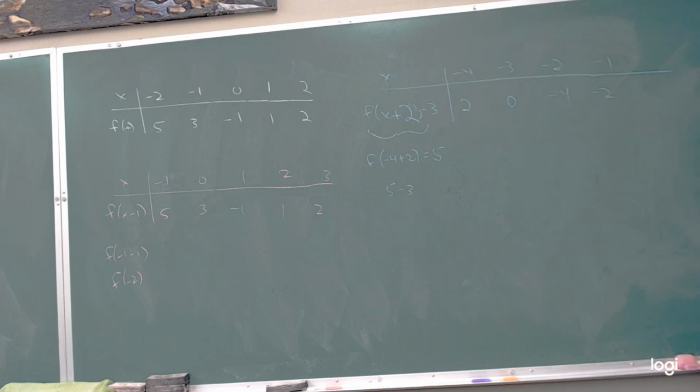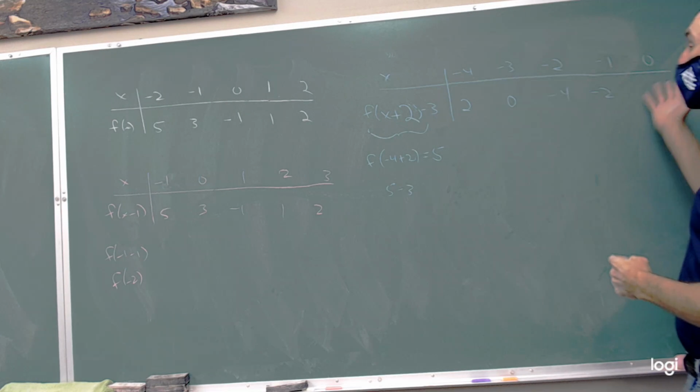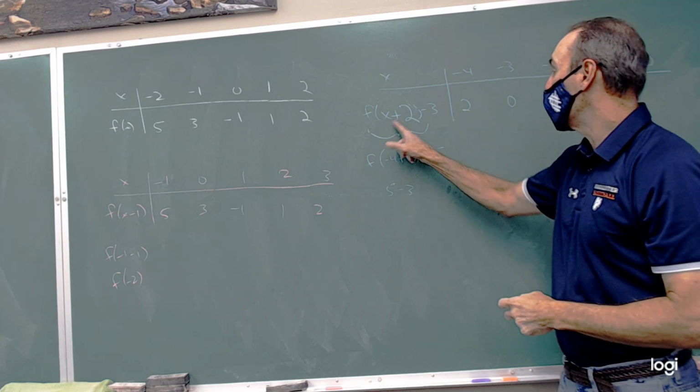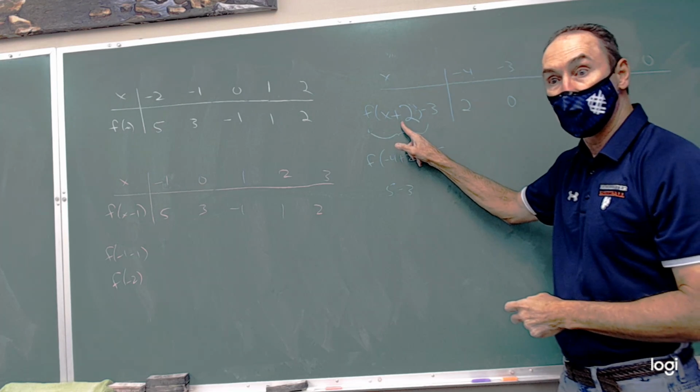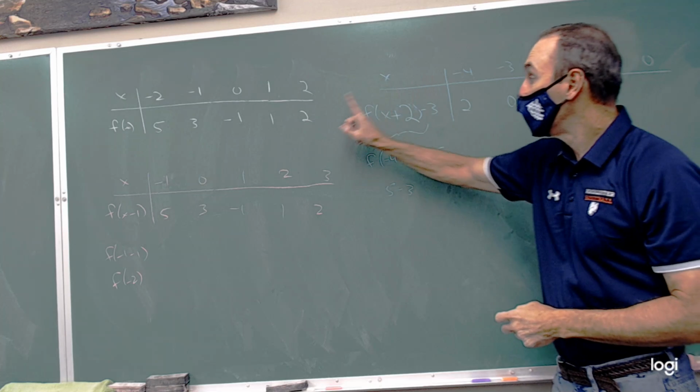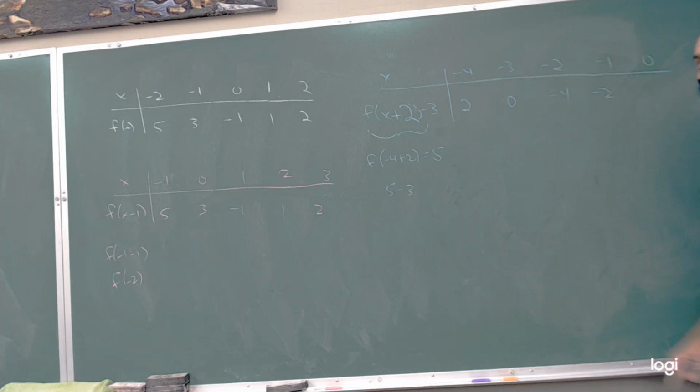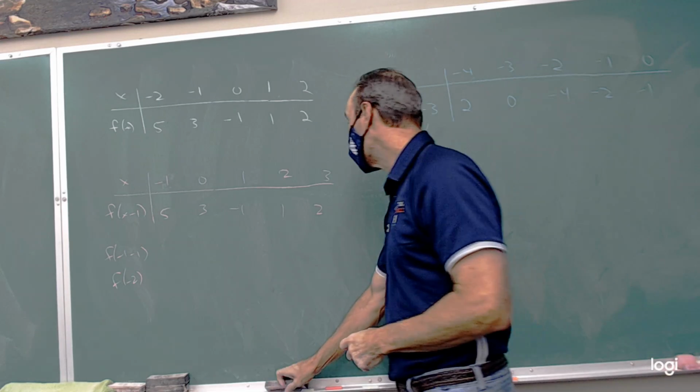And last one, go ahead, Misha, what do we got now? 0. 0. And you can kind of see the pattern emerging. f of 0 plus 2 is f of 2. f of 2 is -3 is... Oh, okay. I think we ought to do another one of these.